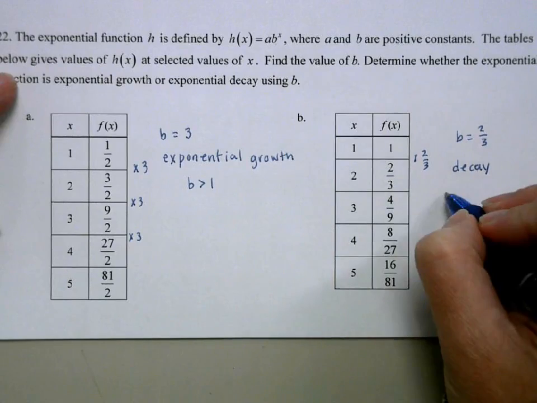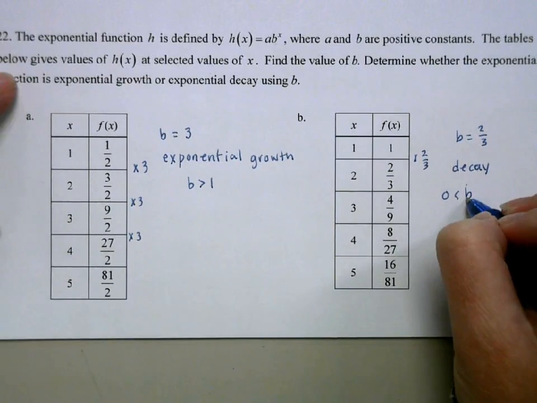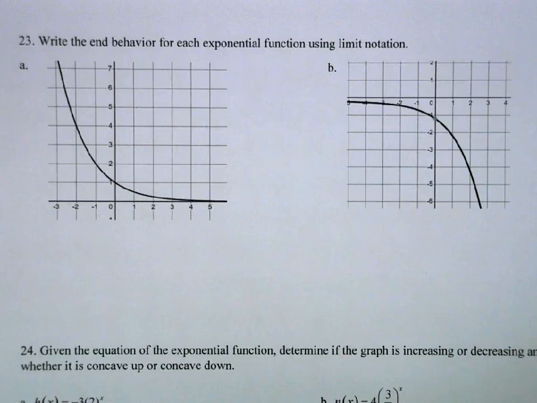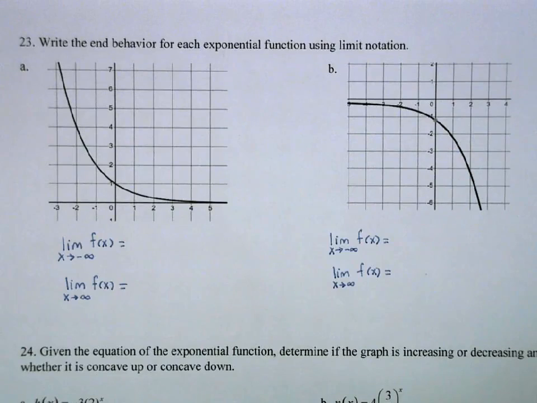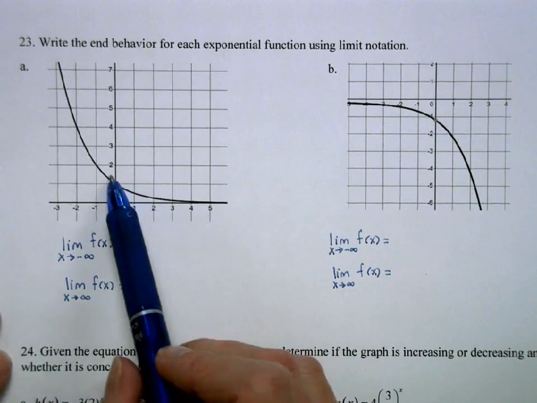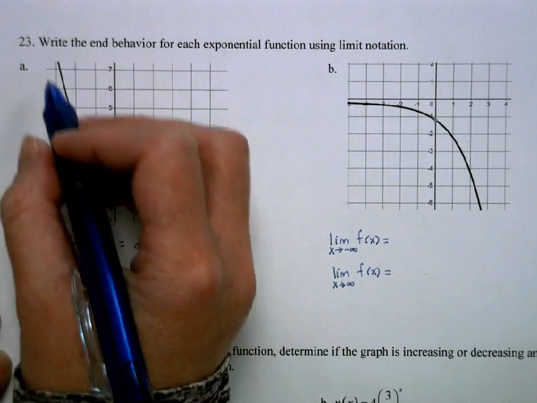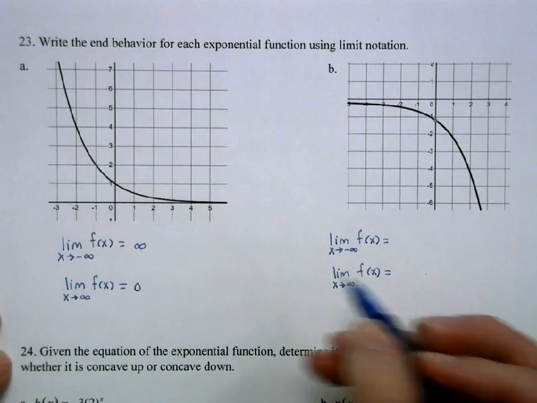More end behaviors. Again, we are looking at as our function goes to negative infinity and as it goes to positive infinity. So this one, as we go to negative infinity, it's increasing without bound. Here it's approaching 0. This one, as we go to negative infinity, it's approaching 0. As we go to positive infinity, we're going to negative infinity.